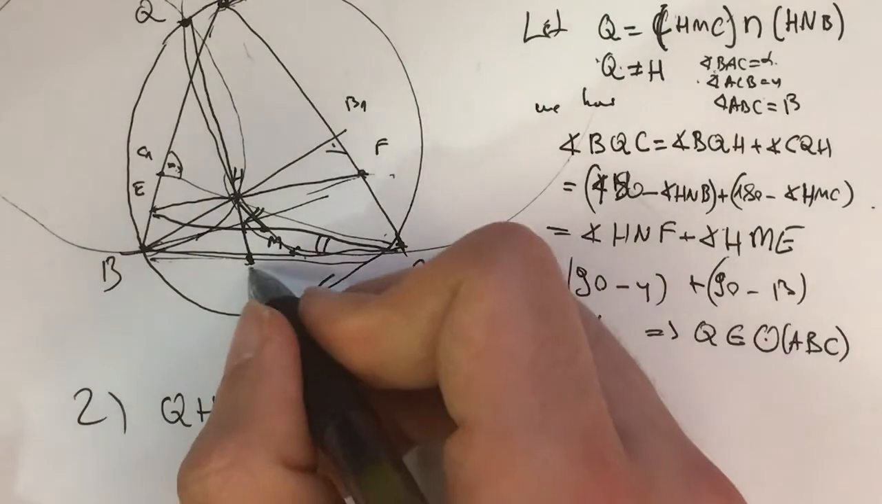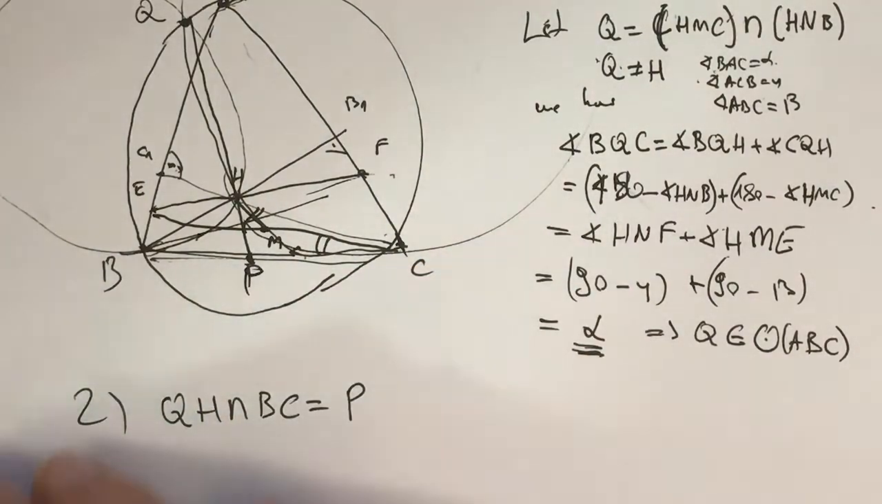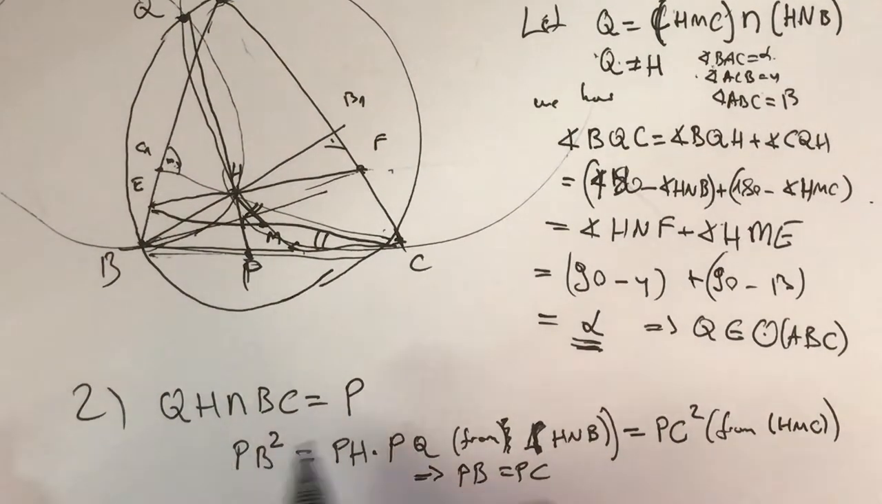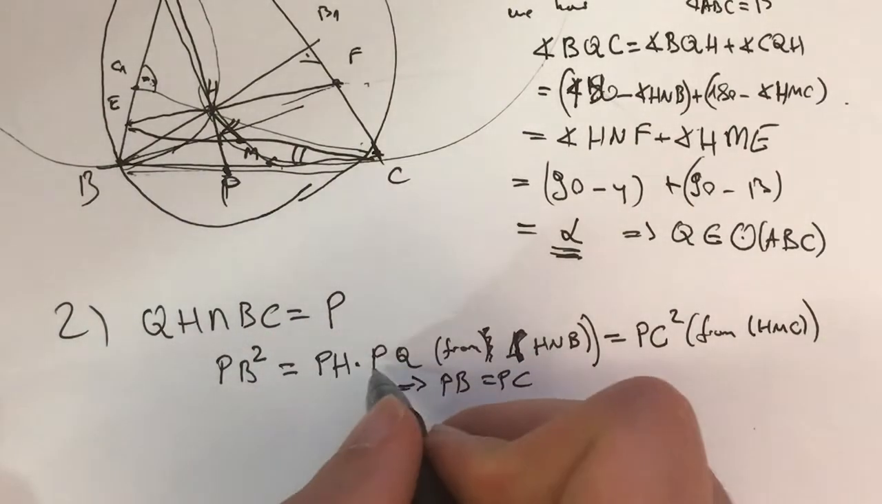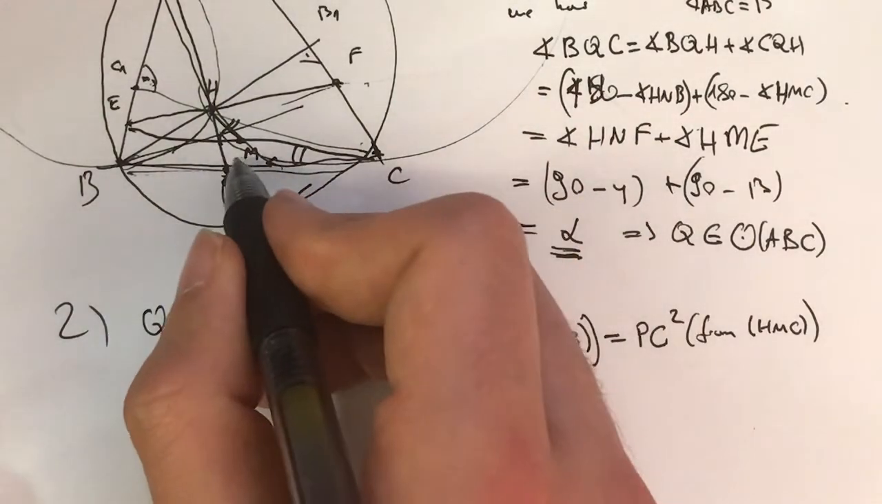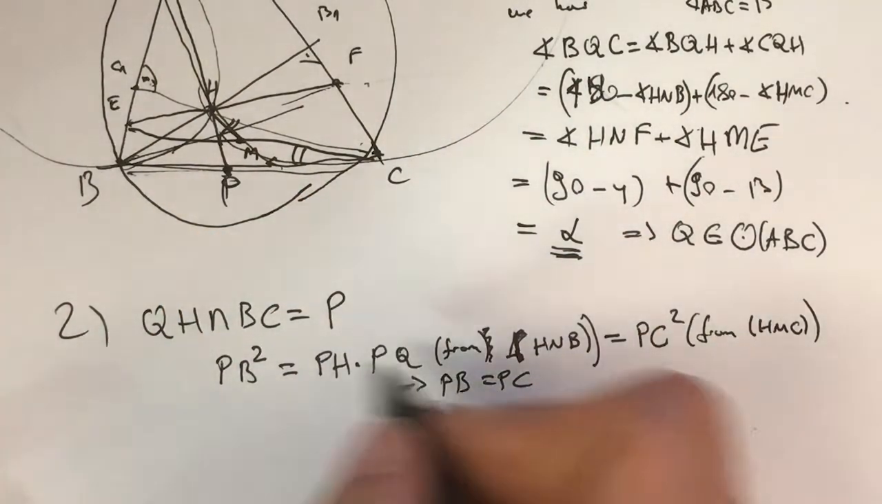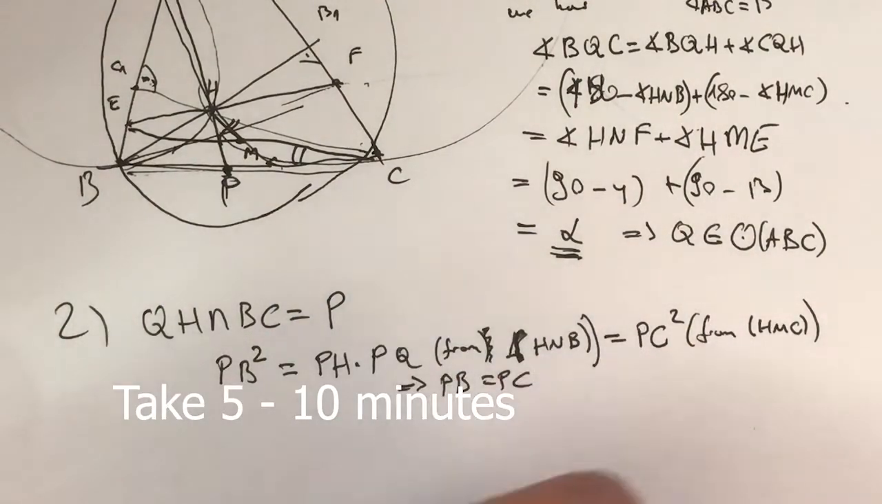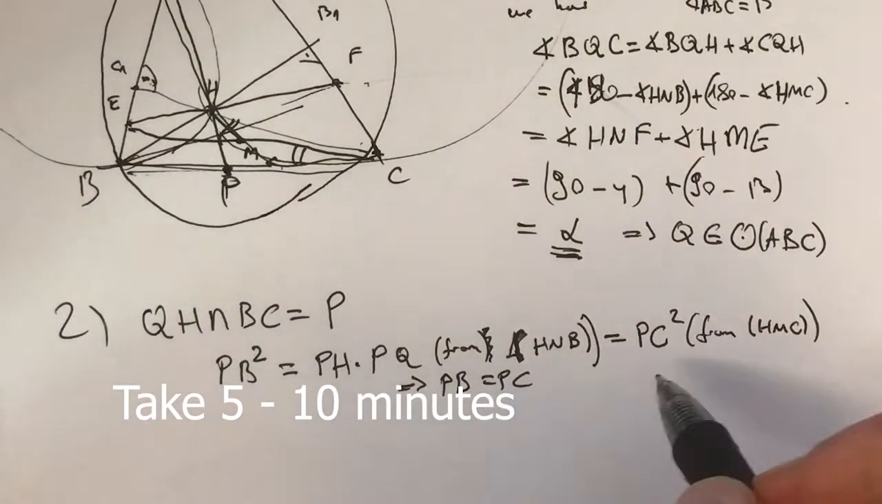So that means if this is point P, then PB squared is equal to PH times PQ, which is PC squared, which means P is the midpoint of BC. Now I invite you again to take another 5 to 10 minutes and try to push this further.